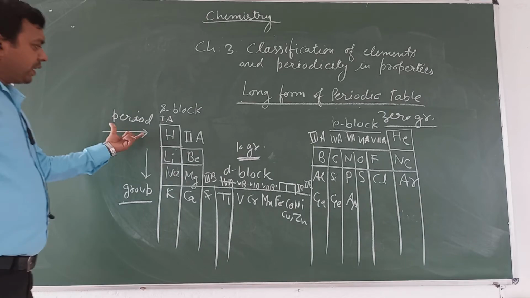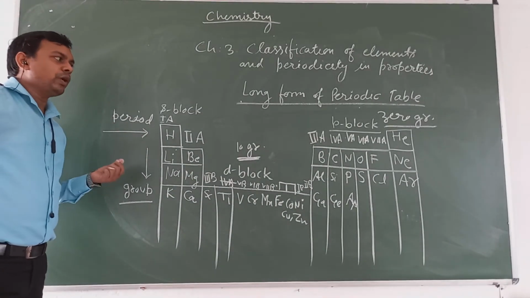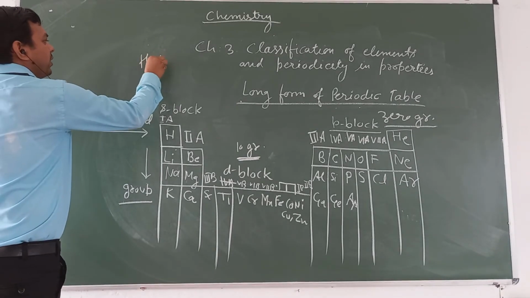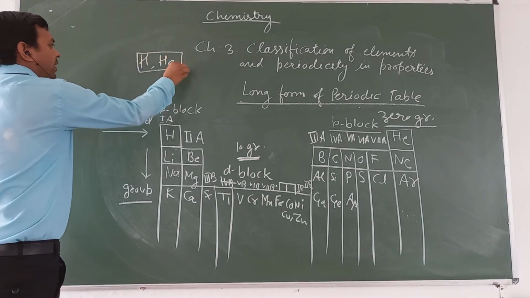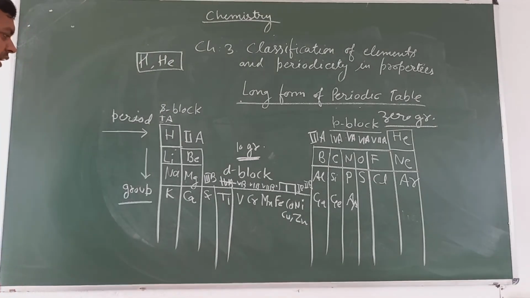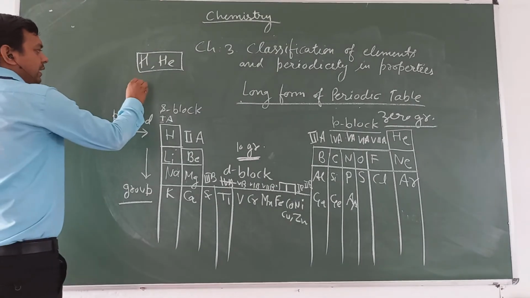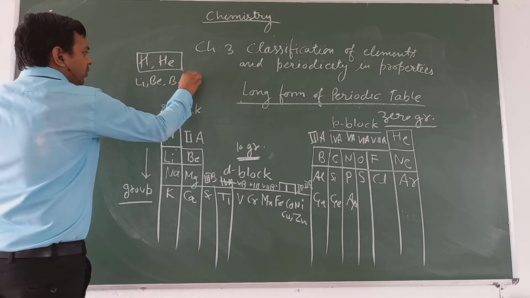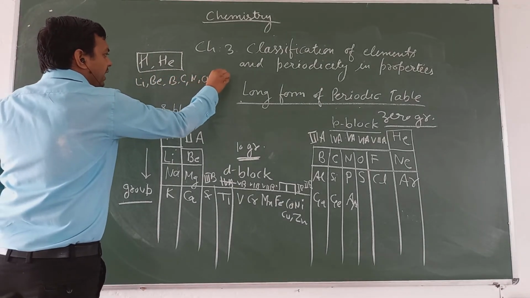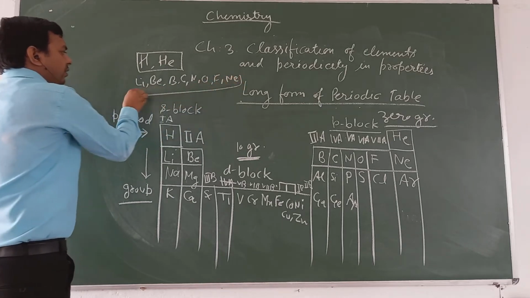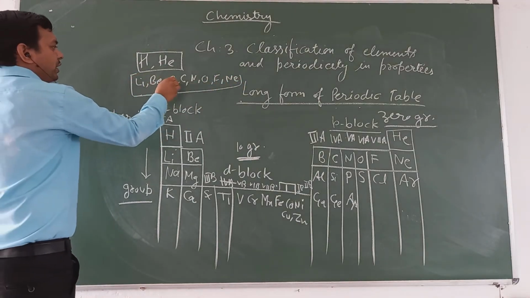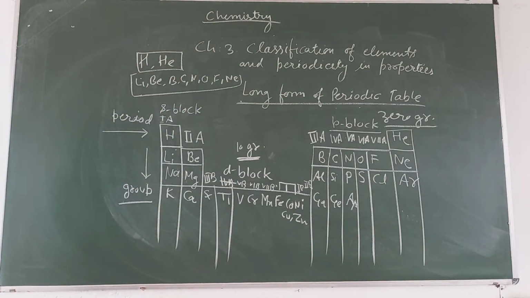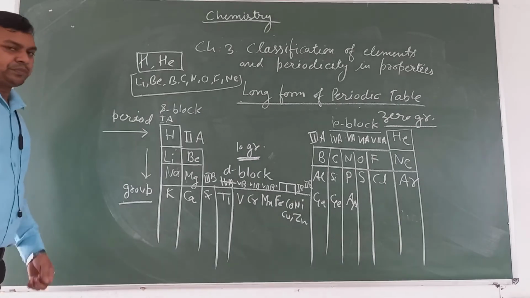The first period contains only 2 elements, hydrogen and helium. Hydrogen and helium are the first period. In the second period, lithium, beryllium, boron, carbon, nitrogen, oxygen, fluorine and neon. There are 8 elements present in the second period.